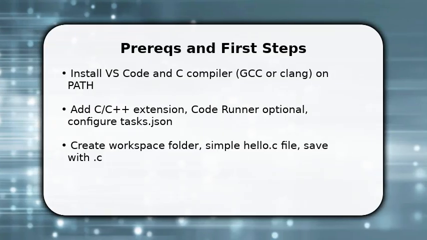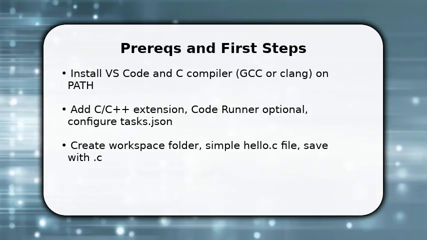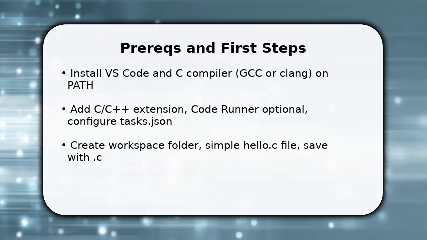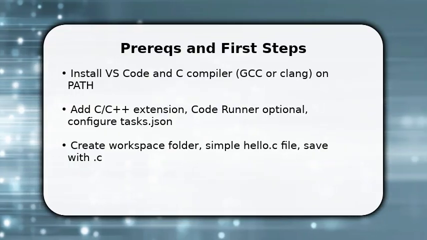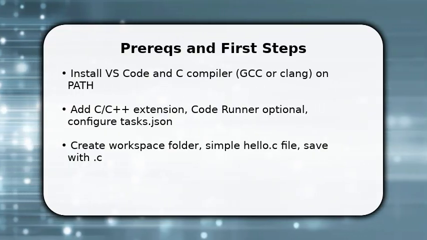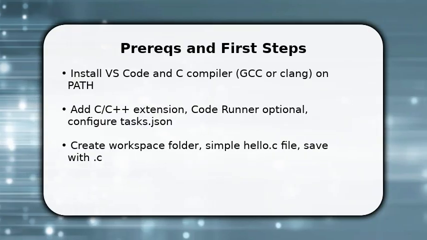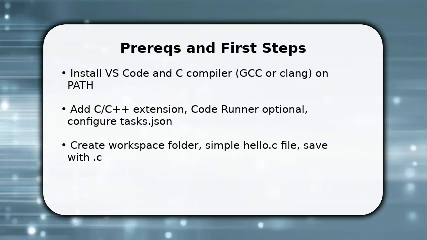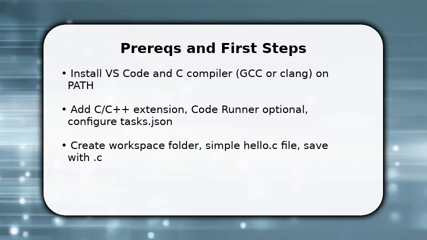You already have minimal tools, now make them work together. Install a compiler like GCC and ensure it's on your path so VSCode can call it. Once done, add the C/C++ extension for IntelliSense and debugging. Install Code Runner if you want quick runs.